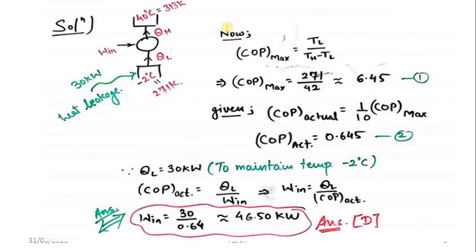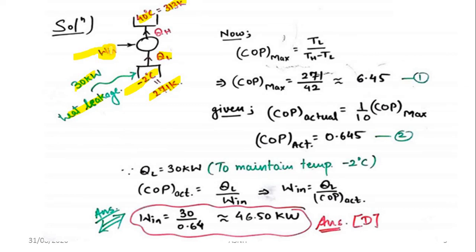So here I draw the diagram as per the Clausius statement. Here -2 is T2, the lowest temperature, and 40 is the highest temperature. I first convert both temperatures into Kelvin, and the heat leak, that is Q2, is around 30 kilowatt. The value of Q2 is given, and we have to calculate the work, W in.